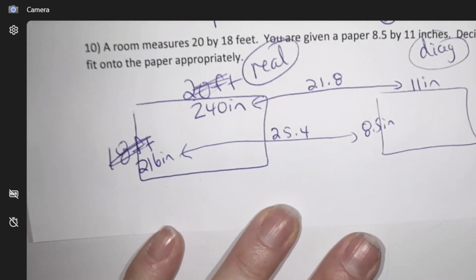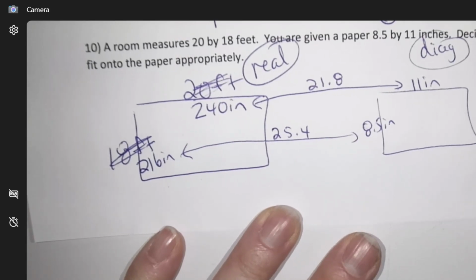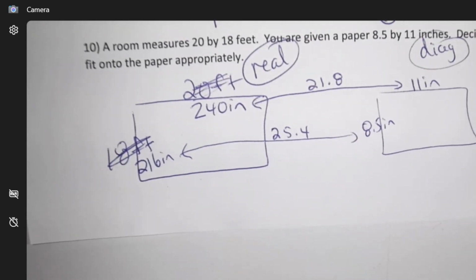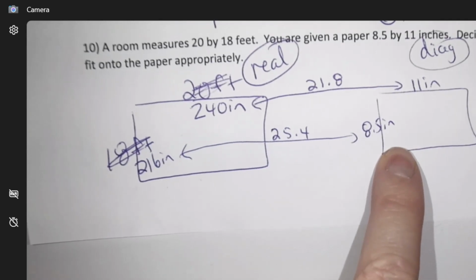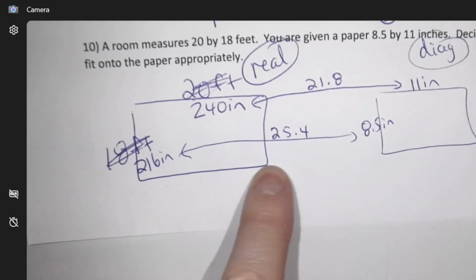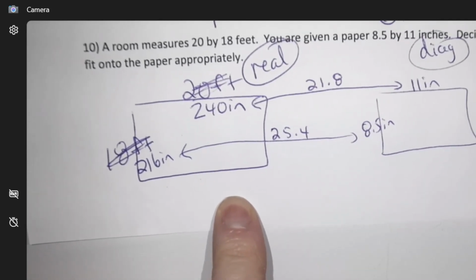How do you write it with a diagram to real? Is it 1 to 26 or 26 to 1? What's the small and what's the big? The diagram is small and the real life has to be big.